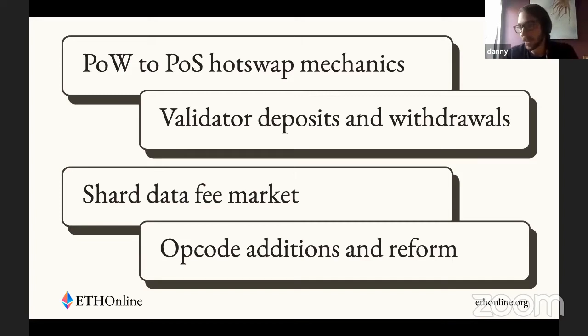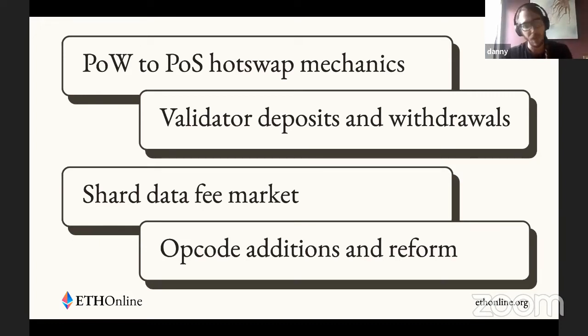Opcodes additions and reform. Due to the new consensus mechanism of the beacon chain, there will be some system level opcodes that would be useful for user applications, namely checking what's going on with validators, or especially looking into recent crosslinks from different shards so you can make proofs against data and do cool rollup stuff.